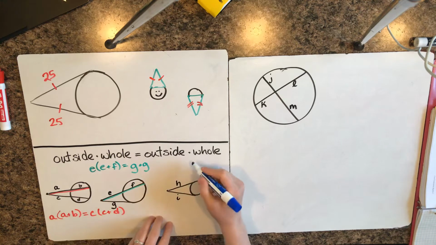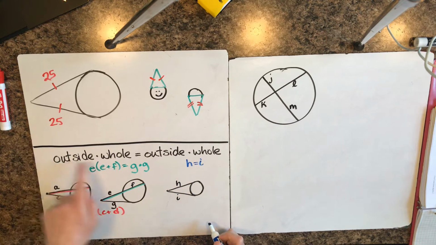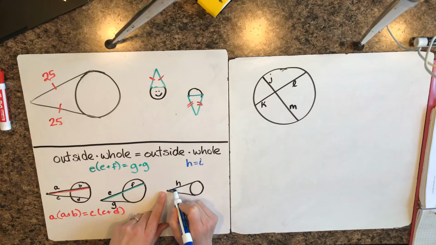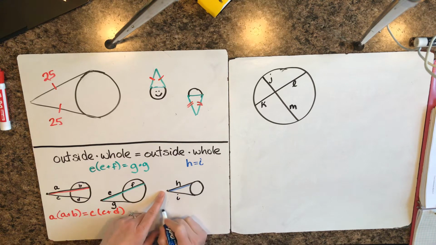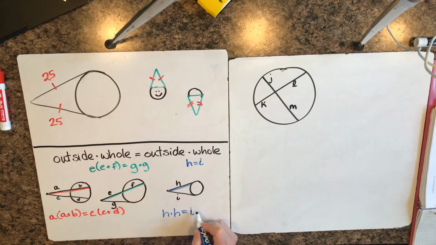This last one, we just talked about it as being either a party hat or an ice cream cone, so we know H is equal to I. If you still want to use outside times whole equals outside times whole, it's the same thing. Up here, what part is outside the circle? H. What's the whole thing? H. What is outside the circle in the black? I. What's the whole thing? I.